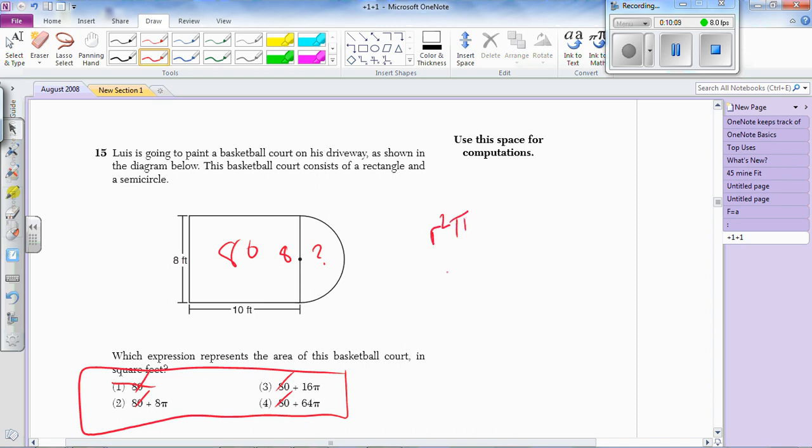Hopefully you have that memorized. The radius then would be 4. So 16 pi would be the area of that particular circle. But we don't have a full circle. We have half. So the answer is choice. And that's all you got for 1 through 15.